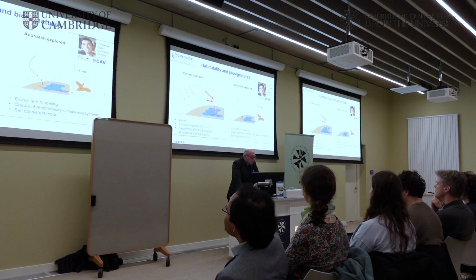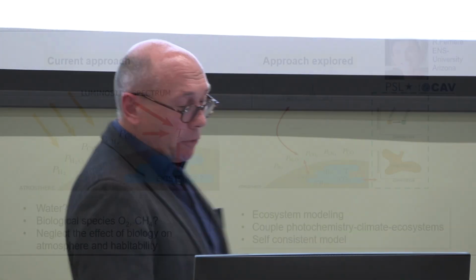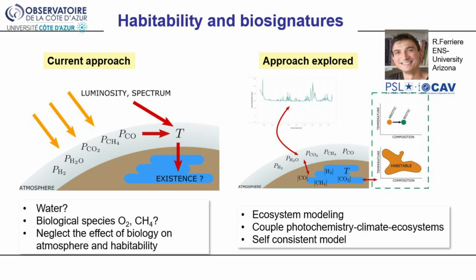So in that context, Régis Ferrière, a professor at the University of Arizona and also in France, and a biologist, and I started thinking about that problem, saying, okay, can we try to do something better than people have done before? And what people have done before, that's what I was showing you here, is you make your atmospheric calculation, you have your luminosity, and you try to guess, depending on what you have in your atmosphere, whether or not it could be compatible with some biological activity or with some habitability.